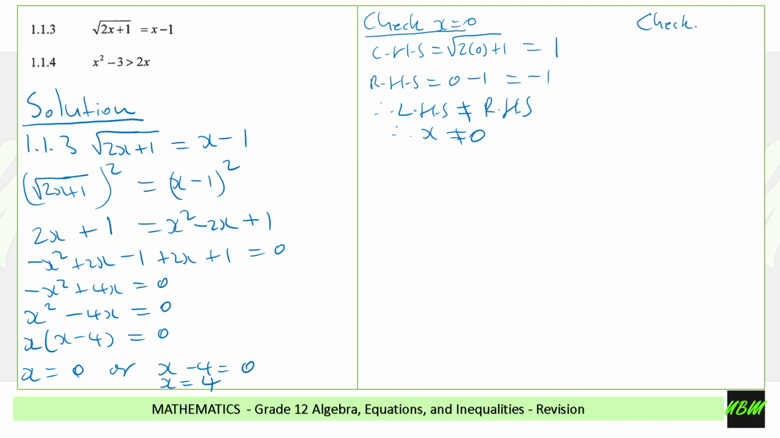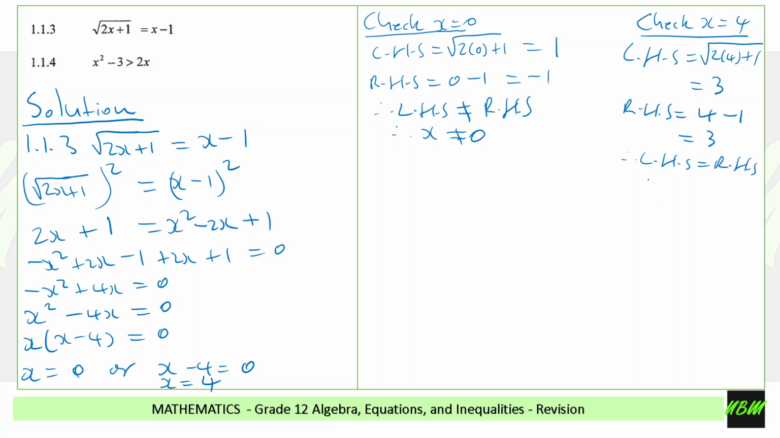Now let's check the other solution. x is equals to 4. Let's substitute on the left hand side. The square root of 2 times 4 plus 1 will be equals to the square root of 9, which is 3. Then let's check the right hand side. 4 minus 1 will be equals to 3. Left hand side is 3, right hand side is 3. Therefore, the left hand side is equals to the right hand side, which means x is equals to 4.